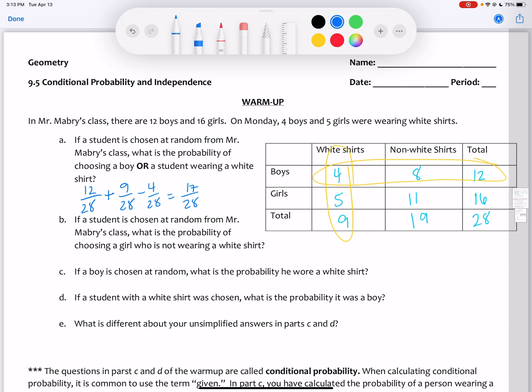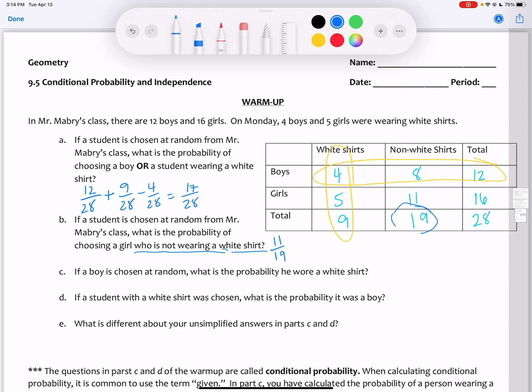So let me read B real quick. If a student is chosen at random from Mr. Mabry's class, what's the probability of choosing a girl who is not wearing a white shirt? So if it is "who is not wearing a white shirt," that sets something called a condition. That tells me that out of the people who are not wearing a white shirt, what's the probability that they're going to be a girl? So out of the people not wearing a white shirt, there's 19 total. How many girls do you see? So that's 11 out of 19.